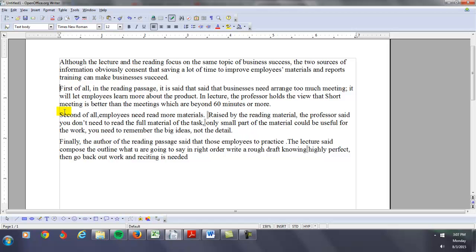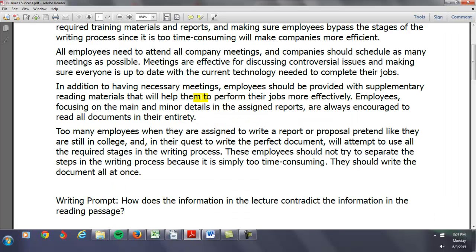Okay, let's go to the next paragraph. First of all, in the reading passage, now notice how you have here, actually, I'm going to say, how about asserts? Give you a little bit better vocabulary word. So the author asserts that businesses need to arrange too much meeting. No, if you say too, that's negative. The author in the reading passage has a very positive approach, I think, to meetings. How do we know this? Let's take a look.